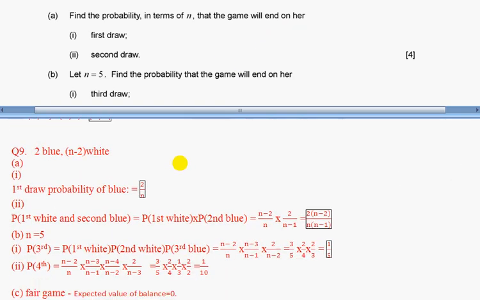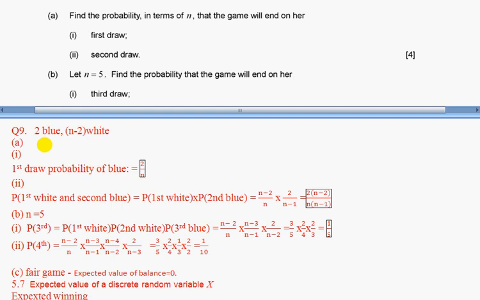Let's look. So we have 2 blue, n minus 2 white, and total is n. So the probability that the first is blue is successful outcomes, which is 2, over total number of outcomes, which is n. So it is 2 over n. First draw.